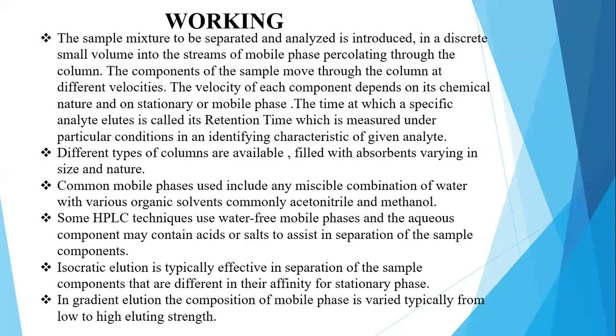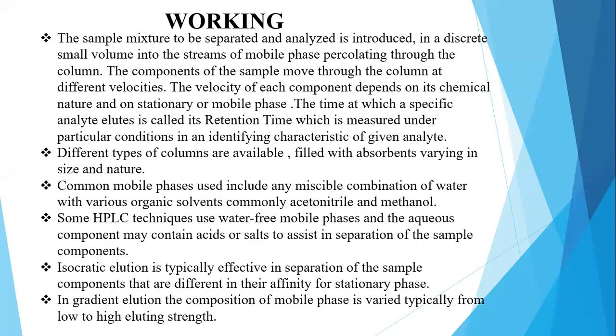Working: the sample mixture to be separated and analyzed is introduced in a discrete small volume into the stream of mobile phase percolating through the column. The components of the sample move through the column at different velocities. The velocity of each component depends on its chemical nature and on the stationary and mobile phase. The time at which a specific analyte elutes is called its retention time, which, measured under particular conditions, is an identifying characteristic of a given analyte.